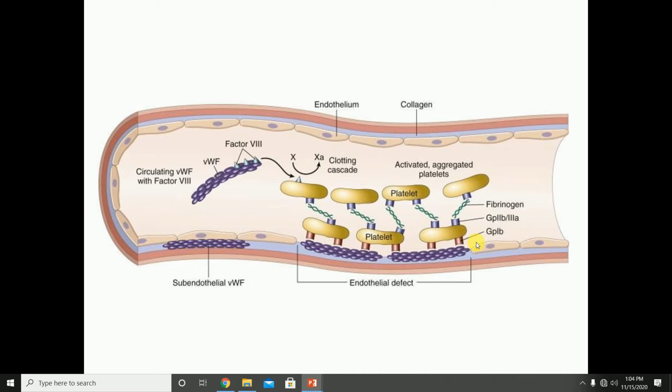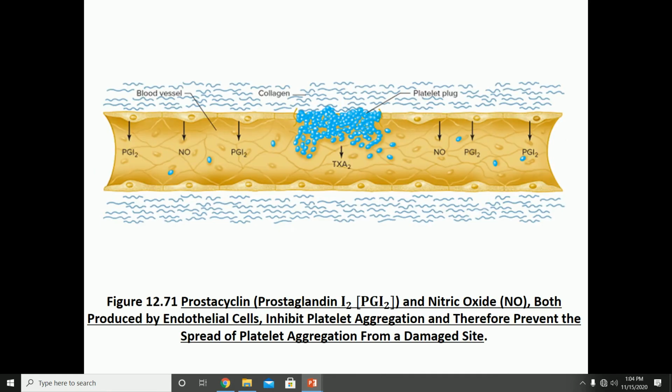This platelet plug can be very easily dislodged. It's another temporary solution, but it is one step towards stopping of bleeding. Now the platelets are aggregated in this area. Why is it that the platelet plug doesn't extend beyond the area of injury?